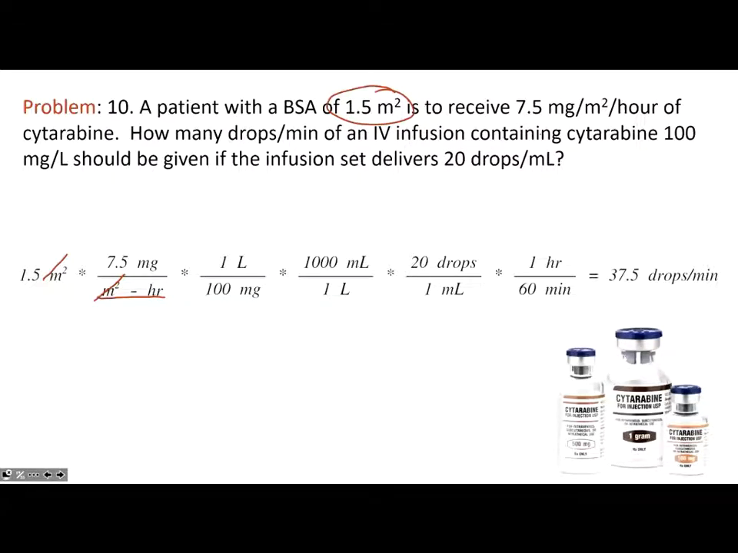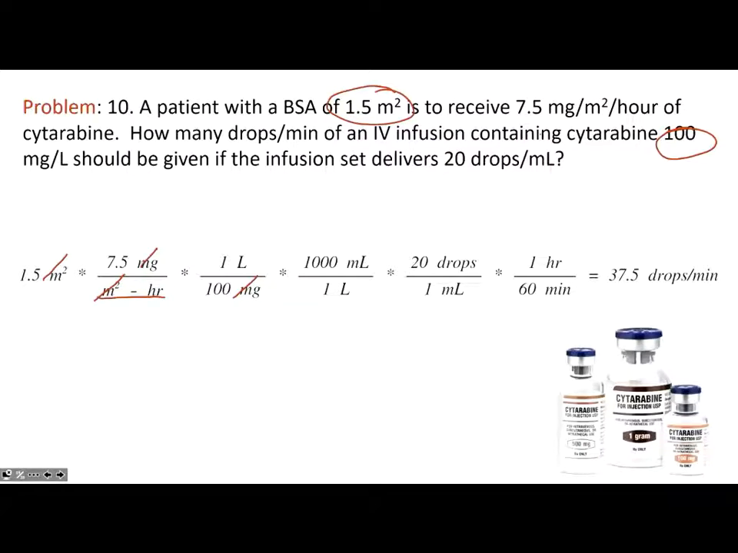We don't want milligrams. We need essentially drops. We want to know drops per minute. So we've got to convert milligrams to drops. So let's first convert milligrams essentially to a volume, because I'm given the concentration. Here's my concentration, if you will, of cytarabine. It was 100 milligrams per liter. So if I multiply it by 1 liter over 100 milligrams, then milligrams cancel, and I have a volume.